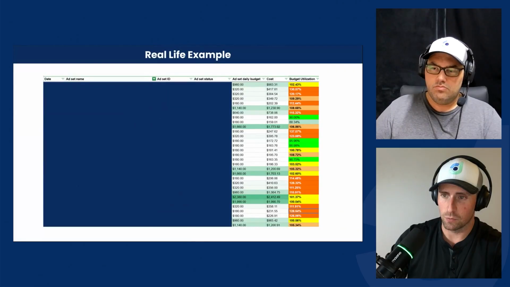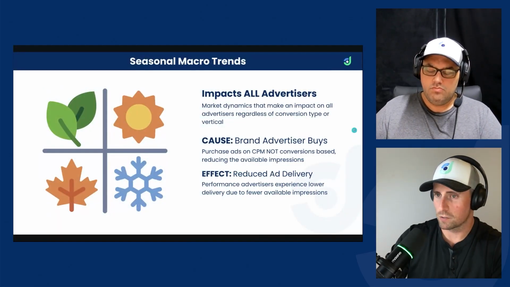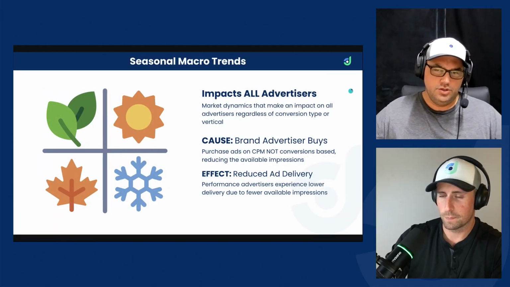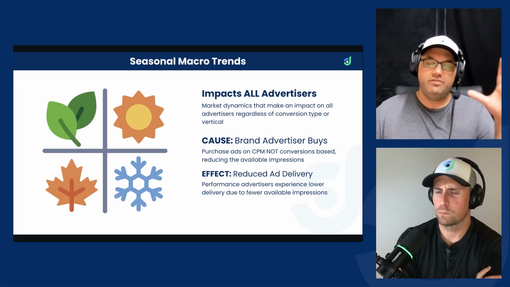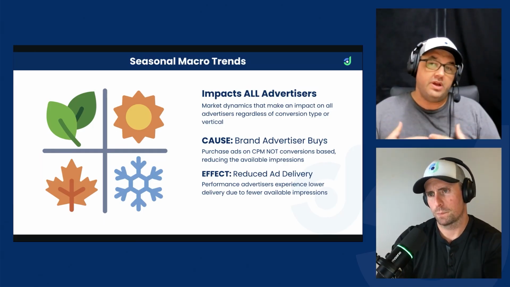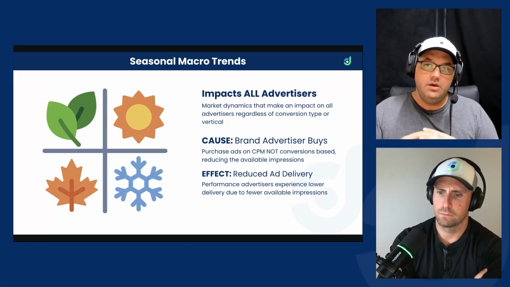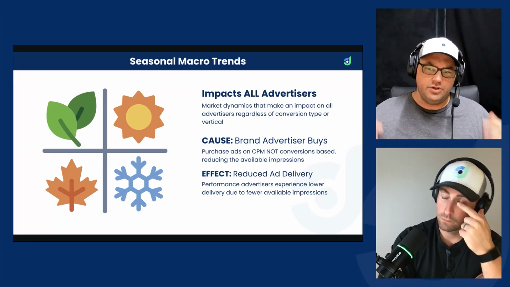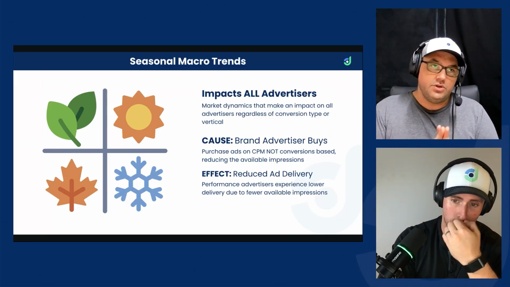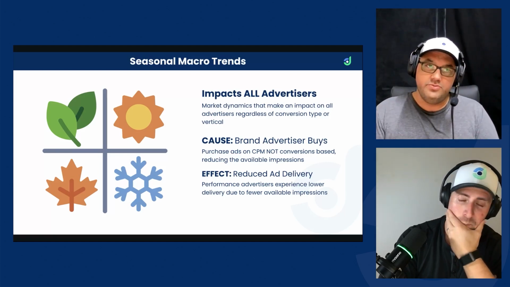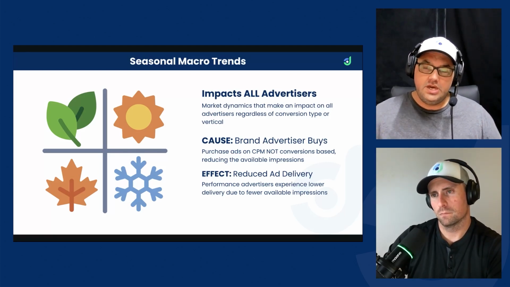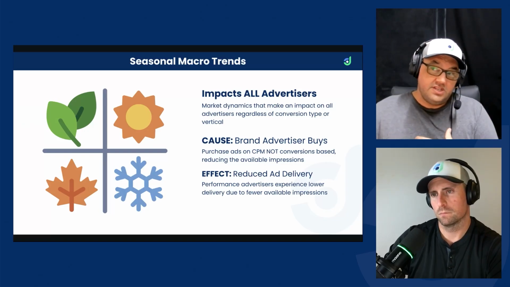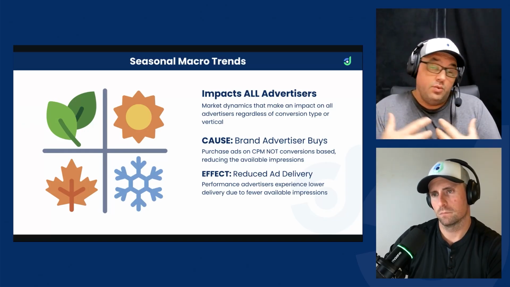Now that we've gone through the model stuff, can you talk us through the seasonal trends? So we always go through every month and have a look at what are the big things, the macro events that are happening and would impact all advertisers. These are generally where big brand advertisers are doing buys on CPM. So they're not using conversion like us performance advertisers, much cheaper CPMs. They're buying up impressions, and those impressions that they're purchasing are ones that we can't get.